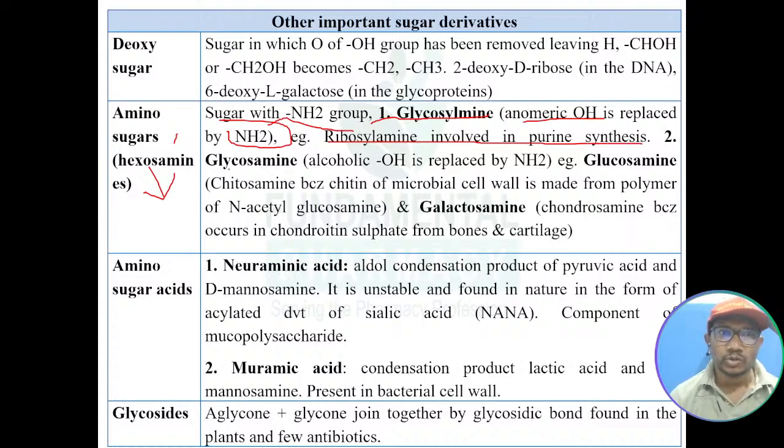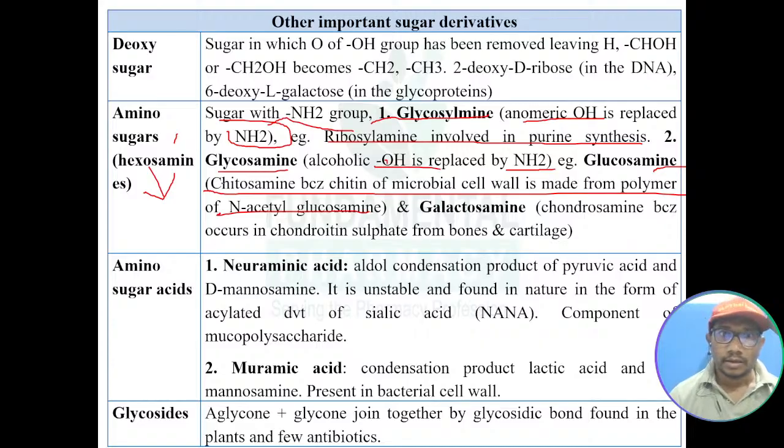Second type of amino sugar is a glycosamine. So alcoholic OH जब replace होता है, when alcoholic OH is replaced by NH2, so that leads to glycosamine. Glycosamine का example क्या है? Example is glucosamine. So it is a component of chitosamine, because जो microbial cell wall होता है उसमें chitin होता है, and chitin is made from a polymer of N-acetyl glucosamine.